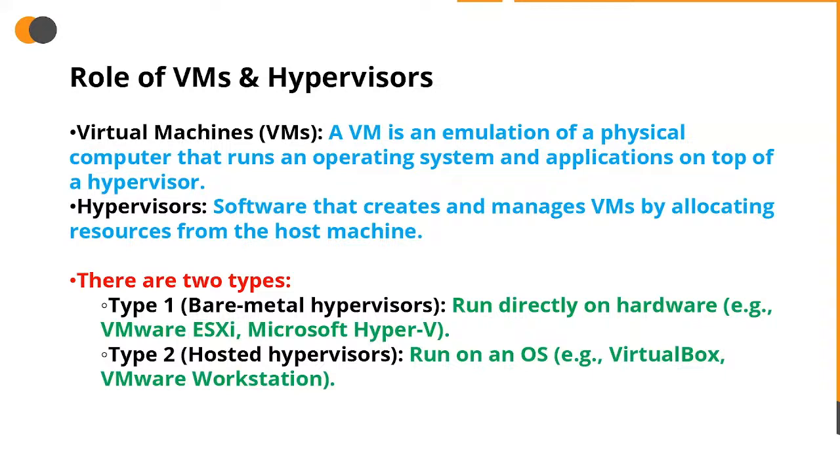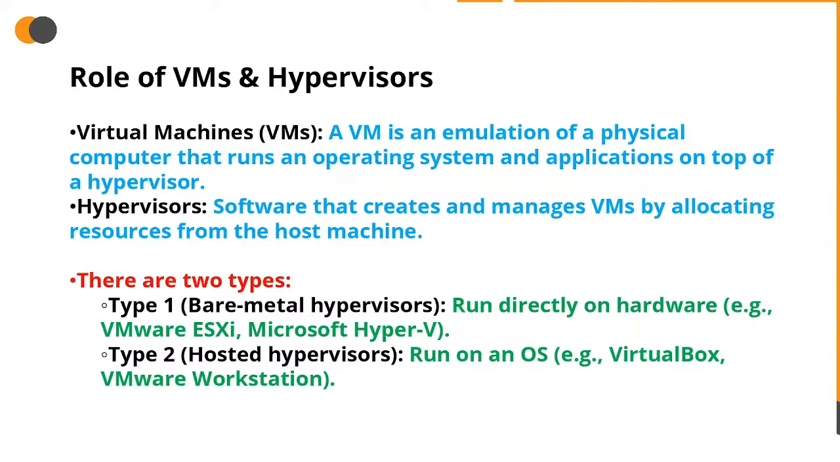When we talk about hypervisors, they are the software that creates and manages virtual machines by allocating resources from the host machine. So the hypervisor basically allocates the resources to the virtual machines. And there are two different types, you can say: type 1 and type 2. Type 1 is bare metal hypervisors, and type 2 is hosted hypervisors.